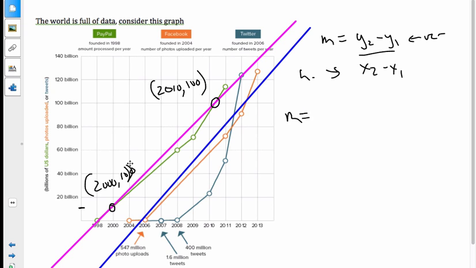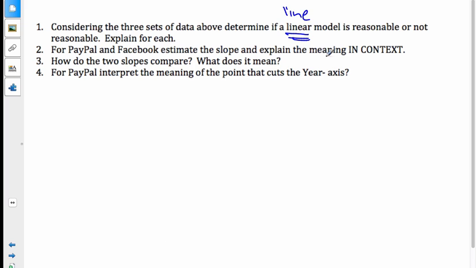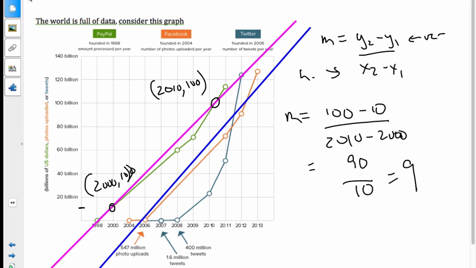It's going to be the y values, the vertical values, which is 100 minus 10, over 2010 minus 2000. Did I do my math right there, Mr. Walker? I think so, yeah. Okay, so then I get 90 over 10, which is 9. Okay, now this question says, explain what this means in context.